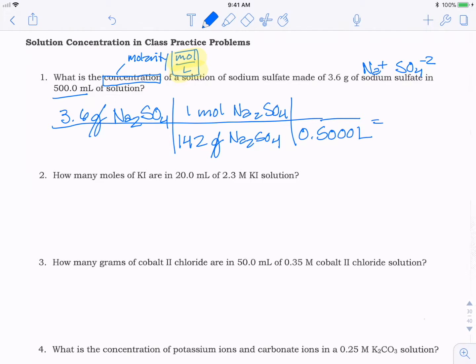So multiply everything on the top, which is going to be really easy, and then divide by everything on the bottom. And you get two significant figures. That's 0.051 molar sodium sulfate.